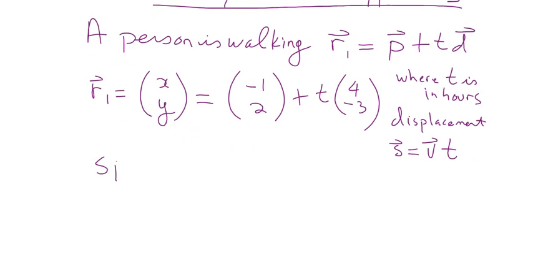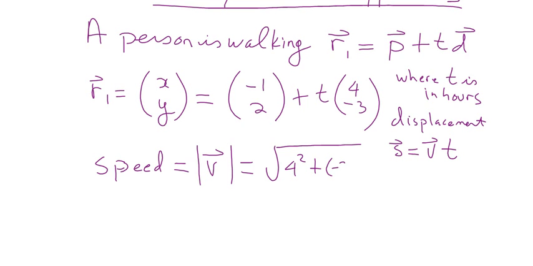What's your speed? What's speed? 4, negative 3. Speed is equal to the magnitude of the velocity vector, right? We care about its size, don't care so much about its direction. And what is this magnitude? It's root 25, which is 5.